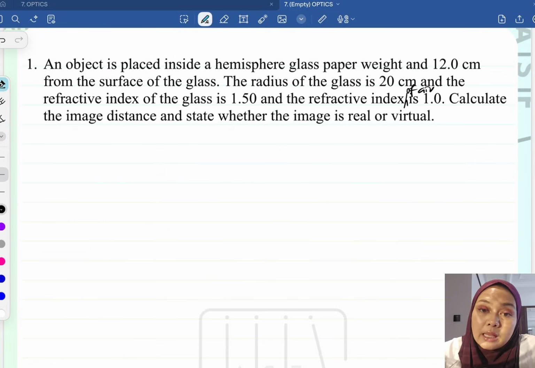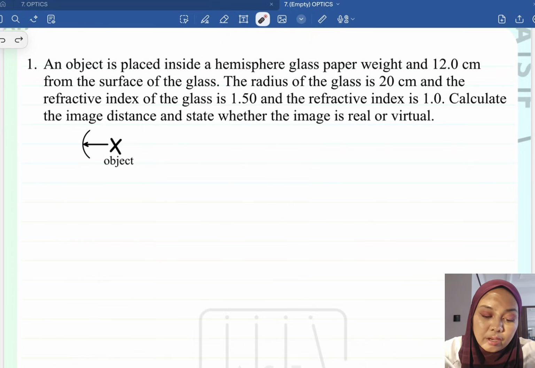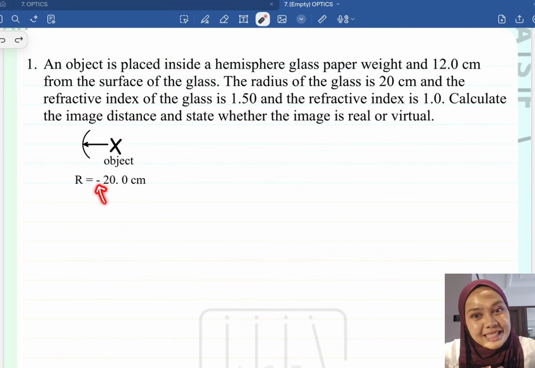Right. The first thing that we can do, and it helps us so much, is sketching the diagram. So this is the object. The object is inside the hemisphere, and the light rays coming from the object go out to the air. So this is the glass and this is the air. Because of this, we can see that the light rays hit a concave surface, hence the radius is negative. That's how we know.